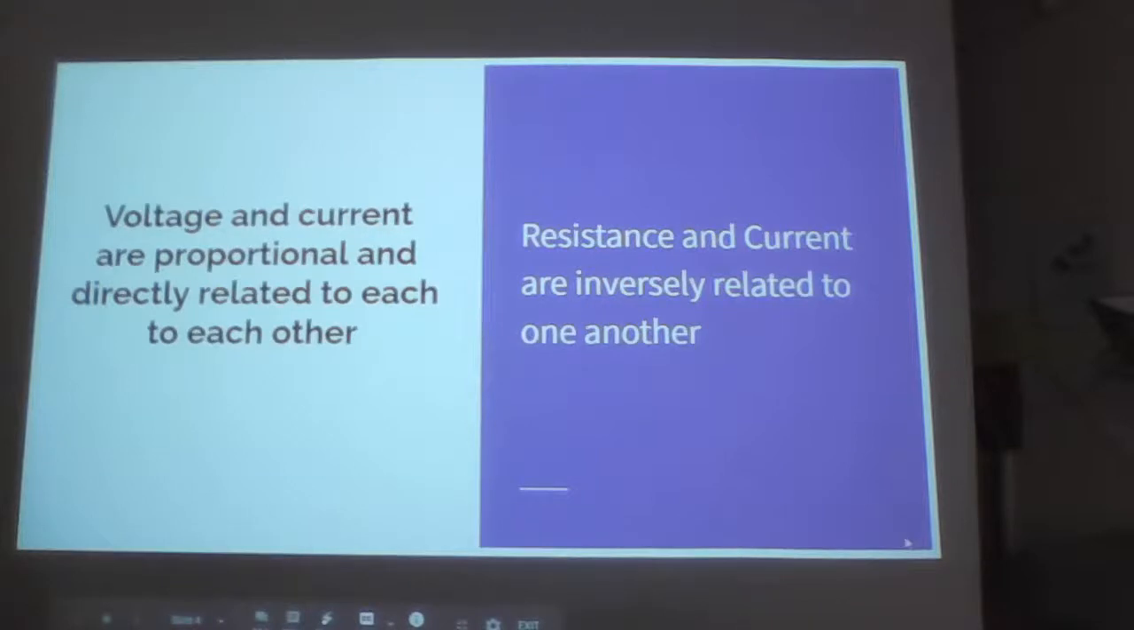Voltage and current are proportional and directly related to each other. Resistance and current are inversely related to one another. So resistance and current go the opposite way. Current and voltage have a direct relationship. Like we said, increase in voltage, increase in current. Increase in resistance, decrease in current, right?